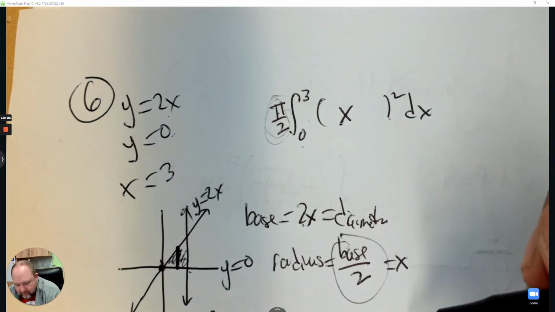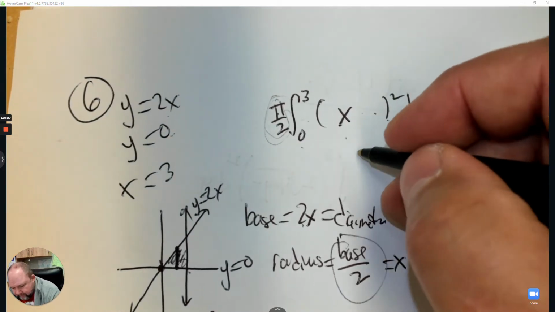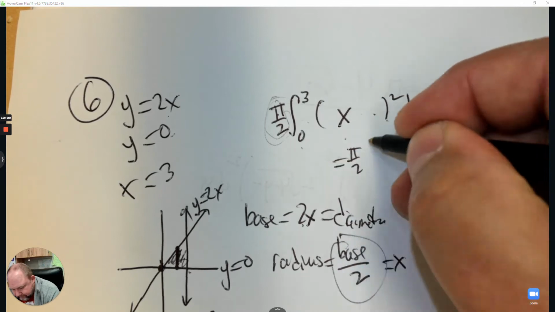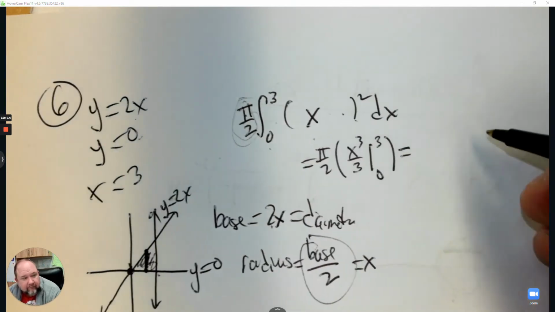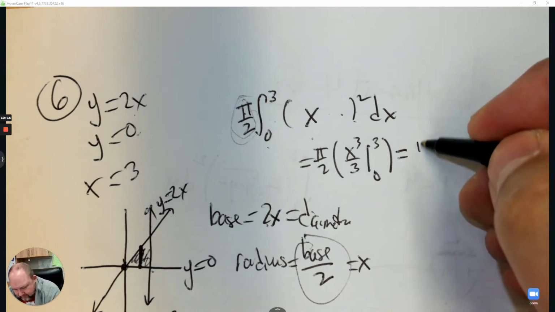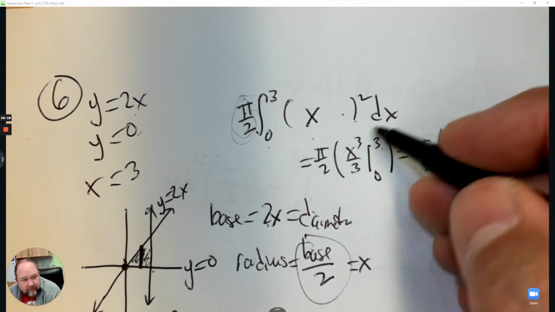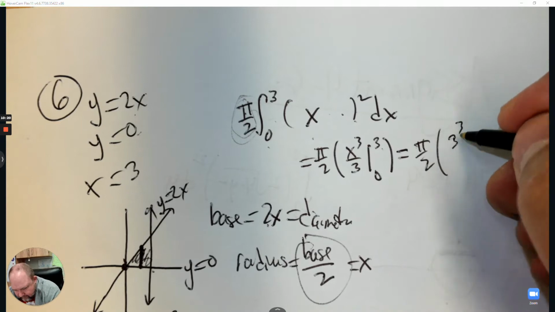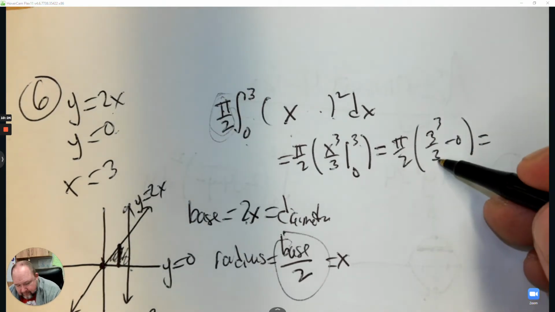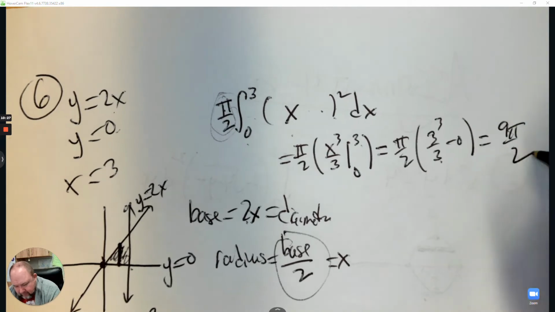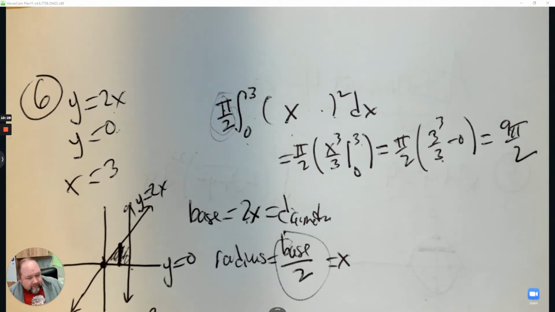And this is what I'm going to integrate. So we have x squared. So we have pi over 2. I'm going to add 1 to the exponent and divide. And then I'm going to plug in. So I'm going to plug in 3. So that's 3 cubed divided by 3. Plug in 0 and it's 0. So 27 divided by 3 is 9. So the end answer is 9 pi over 2. Number 7.